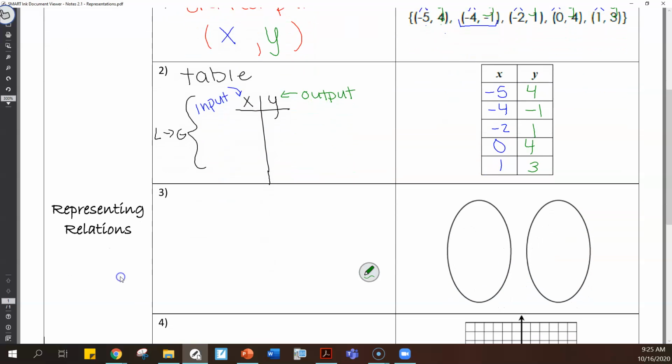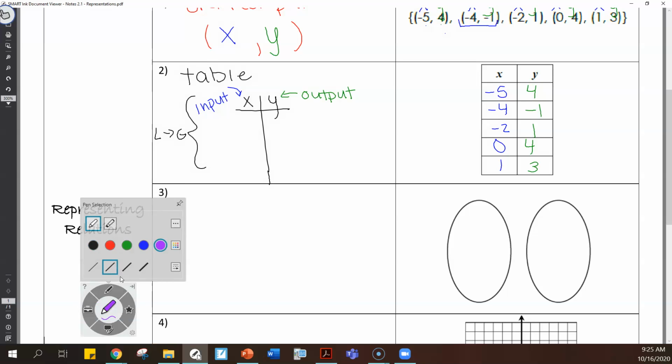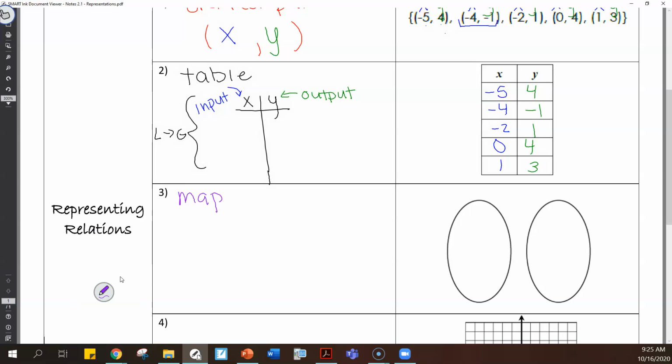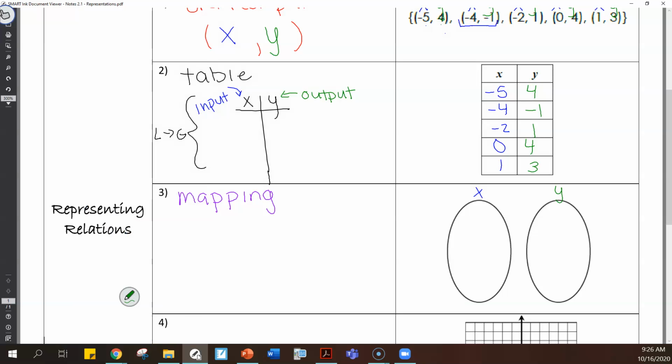Now, the third way to represent these might be a little new, and it is called a mapping or a map. With mapping, essentially you're going to start with two bubbles. The first bubble represents all of your input values, all of your x values. And your second bubble is going to represent all of your y values. Now, where in a table your x values are listed least to greatest, in a map, you want both sets of values to be listed from least to greatest.